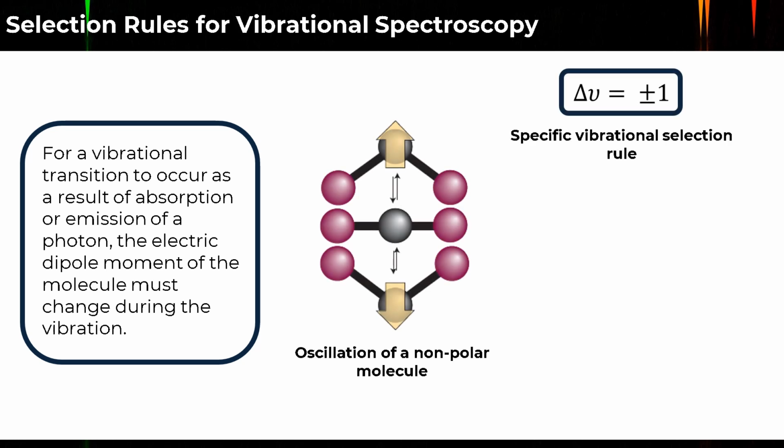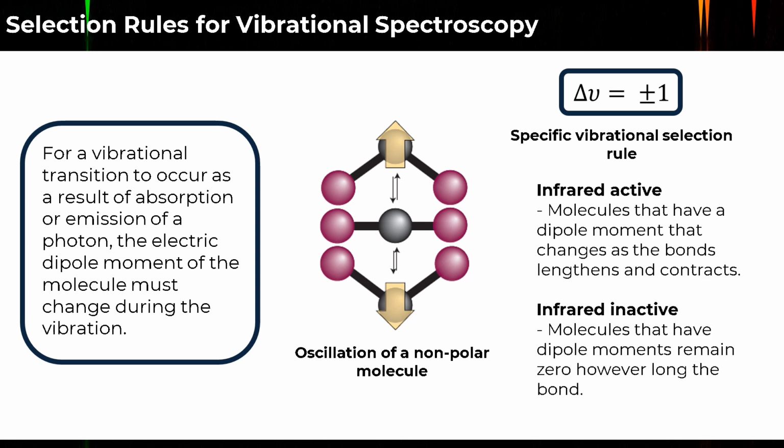So this rule only requires a change in dipole moment, possibly from 0. And given in this equation, it can be from 0 to positive 1 or 0 to negative 1, not necessarily a permanent dipole. So different molecules can be considered to be infrared active or inactive. We say a molecule is infrared active if there is a change in dipole moment, whereas infrared inactive is the opposite.